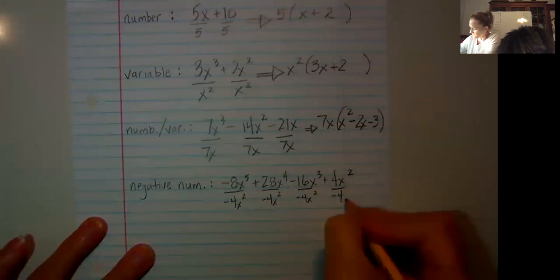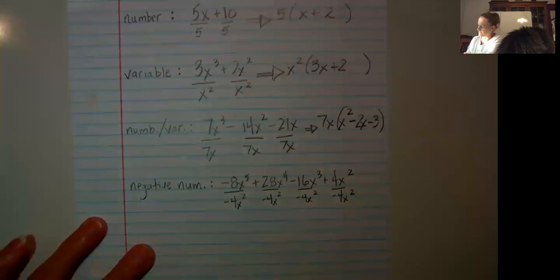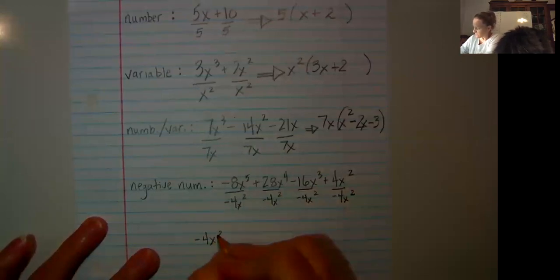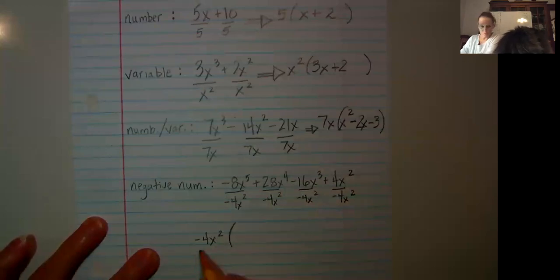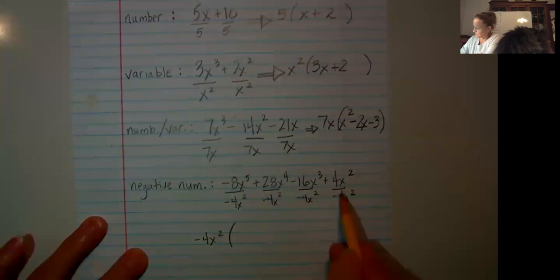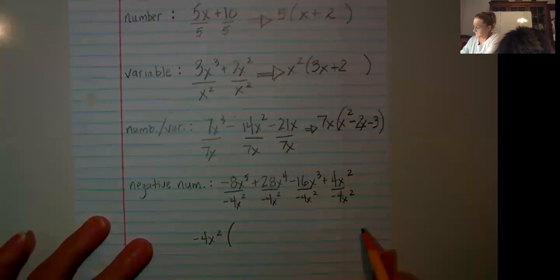Now again, this expression had 4 terms. So when I'm done, I should expect to have 4 terms within my parentheses. And then out in front, I'm going to go ahead and write my GCF. So I'm going to write my negative 4x squared out in front. And then again, one at a time, we're just going to divide each one of these, writing our results inside our set of parentheses. Okay, so here we have a negative divided by a negative, so that'd be a positive.